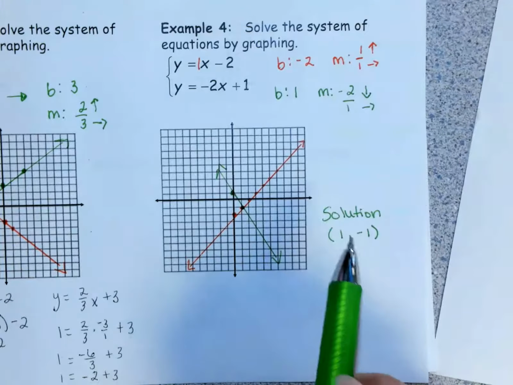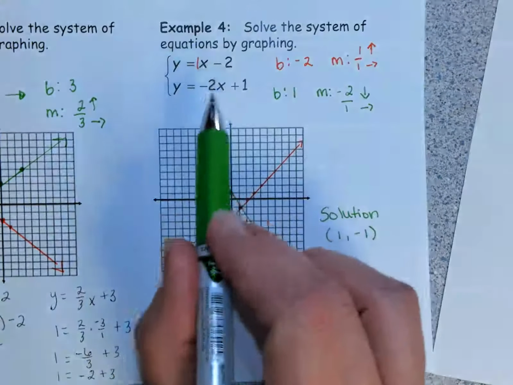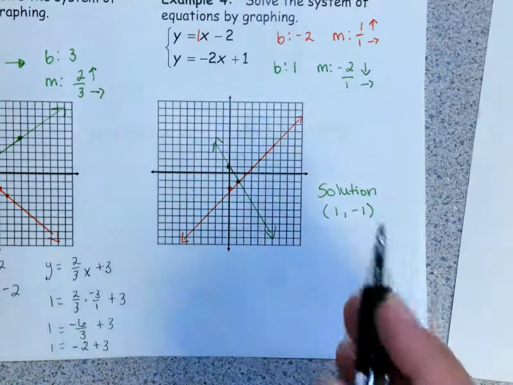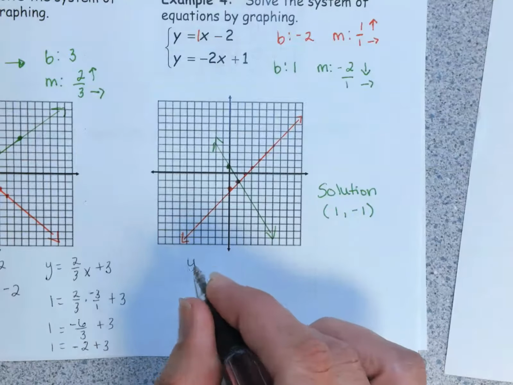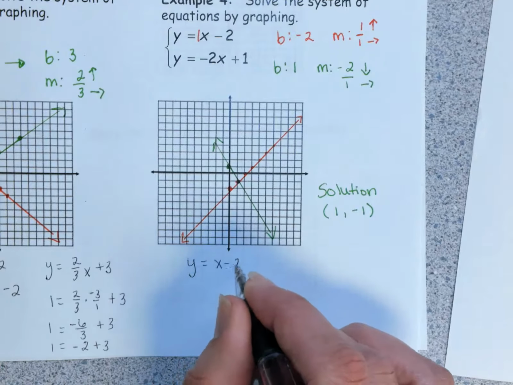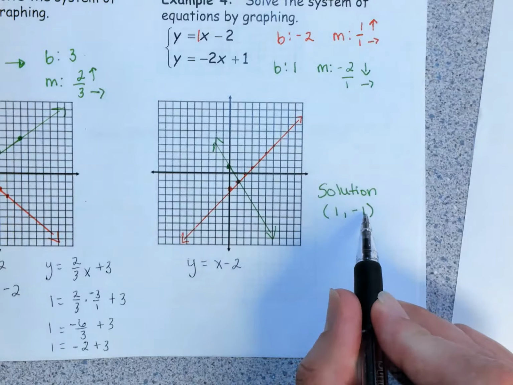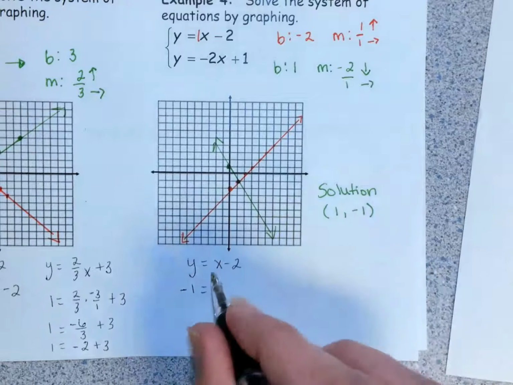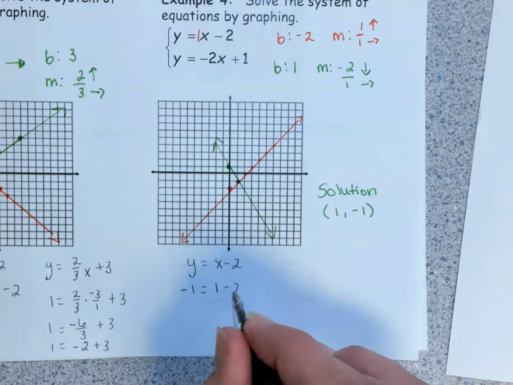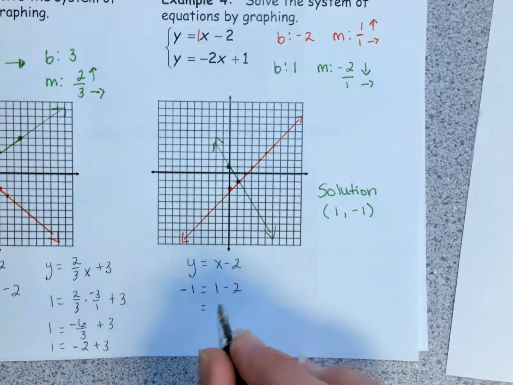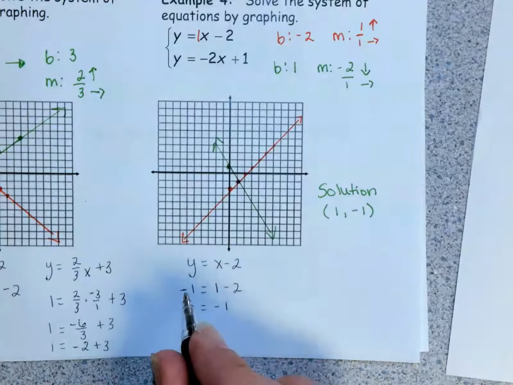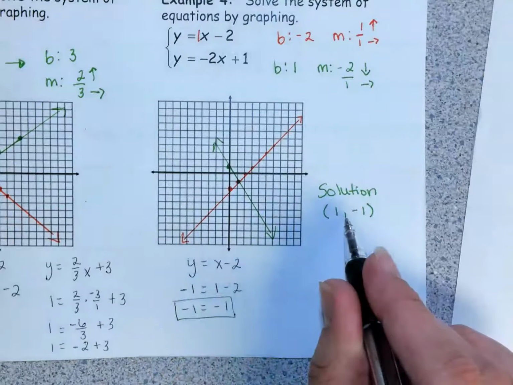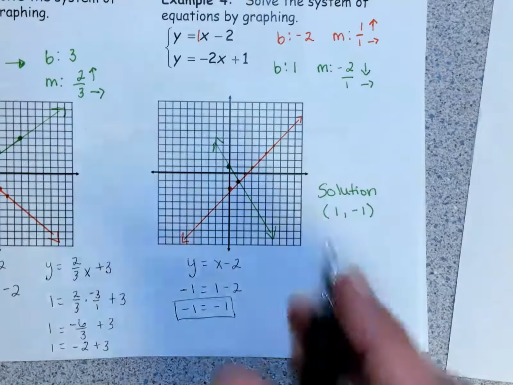I'm going to do this one more time. I'm going to plug these two into these, and you should get the same answer for each one, so you know it's a solution. So if I take y equals x minus 2, y is negative 1, so make sure you put that in the right spot. 1 is for x. 1 minus 2 is negative 1, which we have over here. Those equal each other. That point works as a solution.